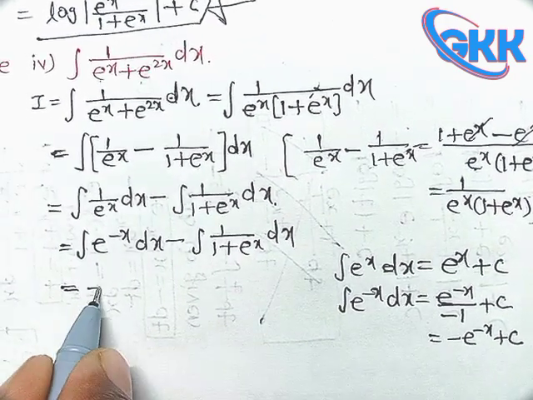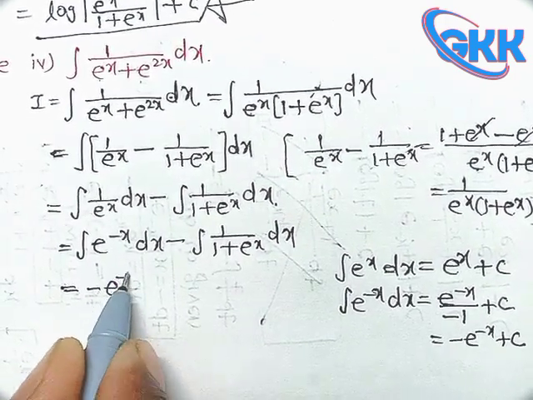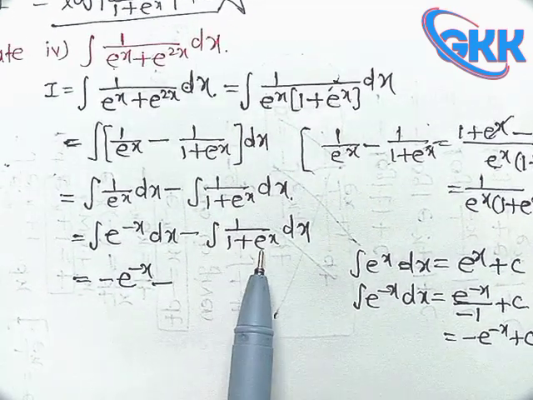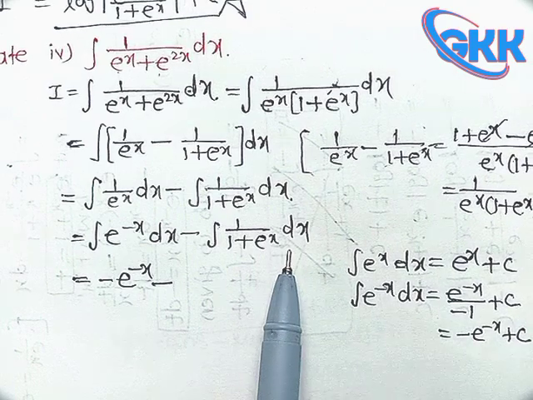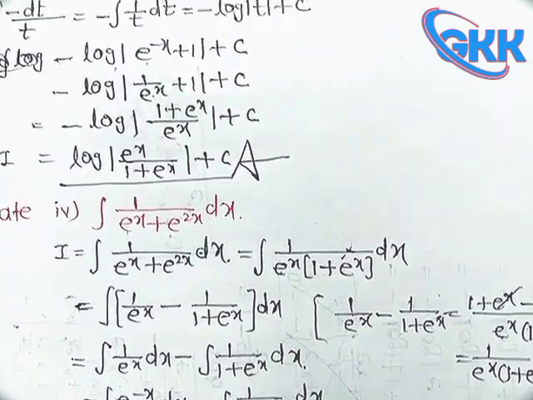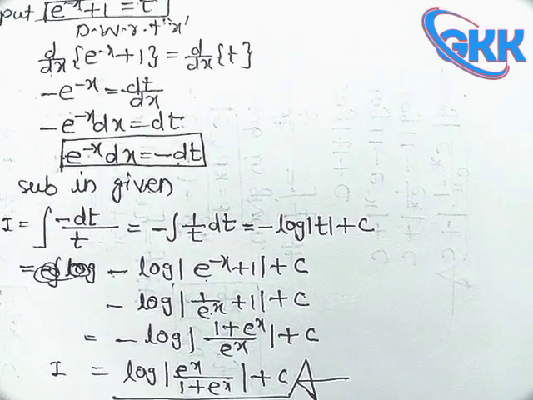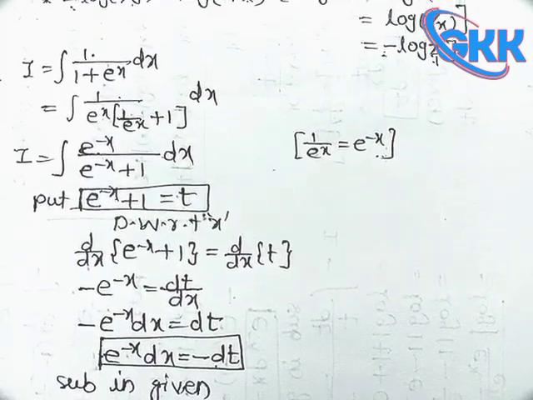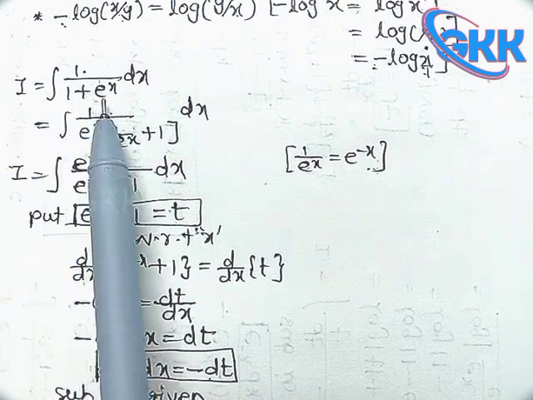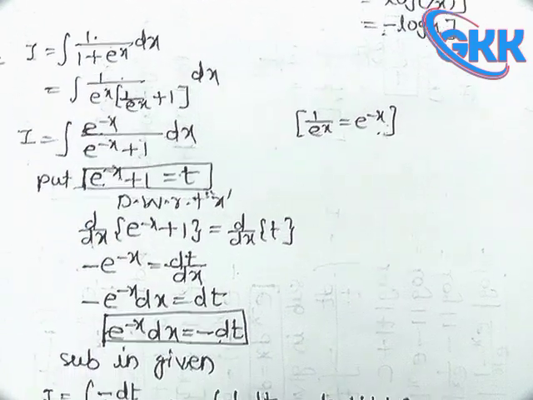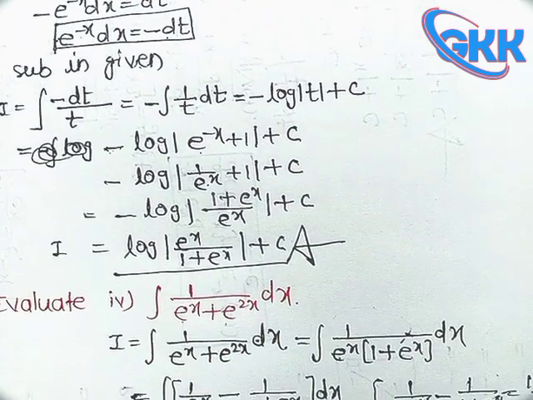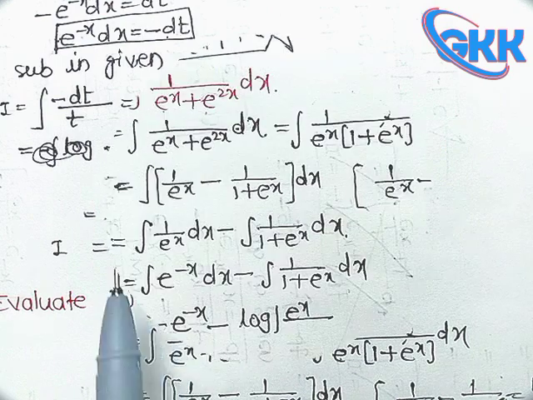Now here what will we get? Minus e power minus x minus the integral of 1 upon 1 plus e power x dx. This is the previous problem answer. Please check it. I am writing by seeing the previous problem. So see that, sir. What is our previous problem? We have done these problems in the previous. So what is our answer? What we got as the answer?